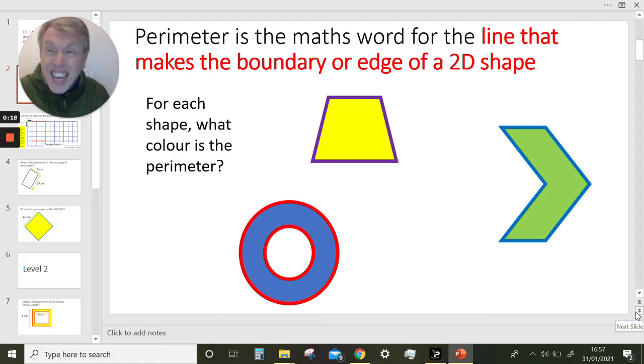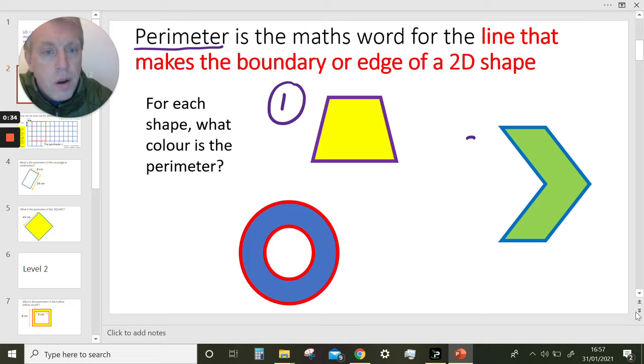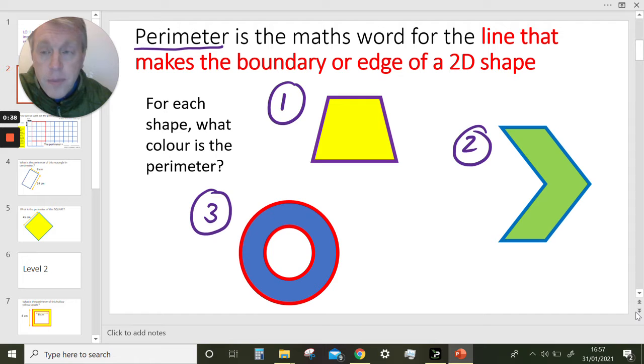Remember, what is the perimeter? Well, perimeter is the maths word for that line that makes the boundary or the edge of a 2D shape. So I'm asking you, for each of these three shapes, 1, 2, 3, what colour is the perimeter of the shape? Well, watch it. Pause the video, have a go.